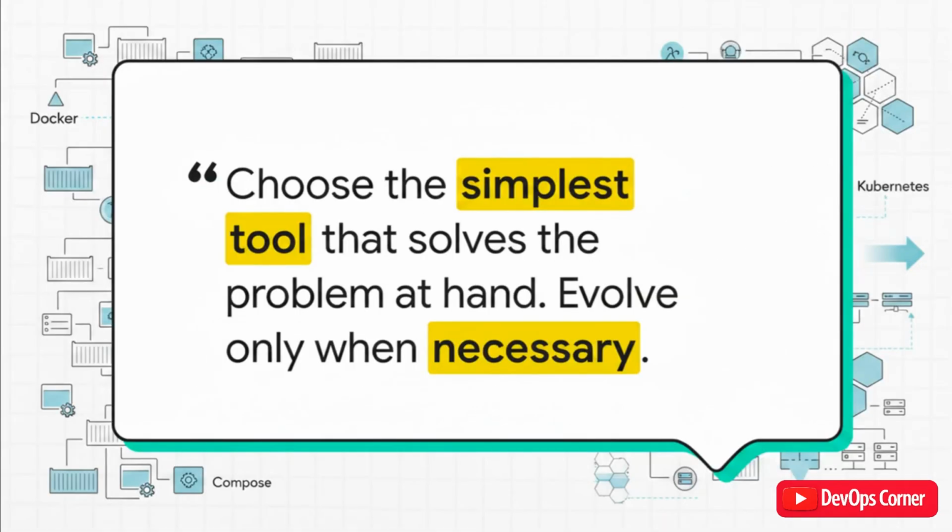And this really gets to the core guiding principle that we should all try to follow. Don't over-engineer. Don't reach for the most complex, powerful tool just because it's popular. Choose the simplest tool that actually solves the problem you have right now. Start with Compose, get your idea working, and only evolve to a more complex system like Kubernetes when the problems of scale and reliability make it absolutely necessary.